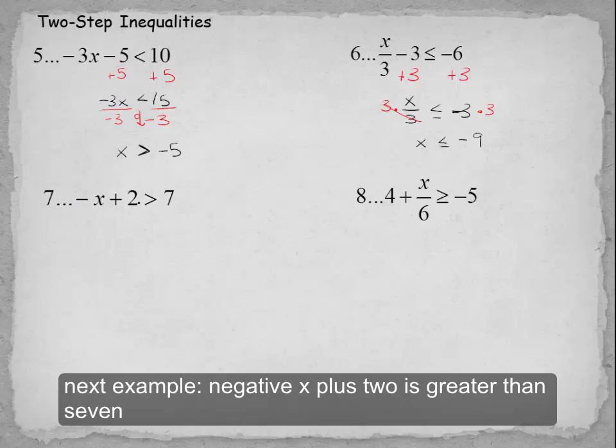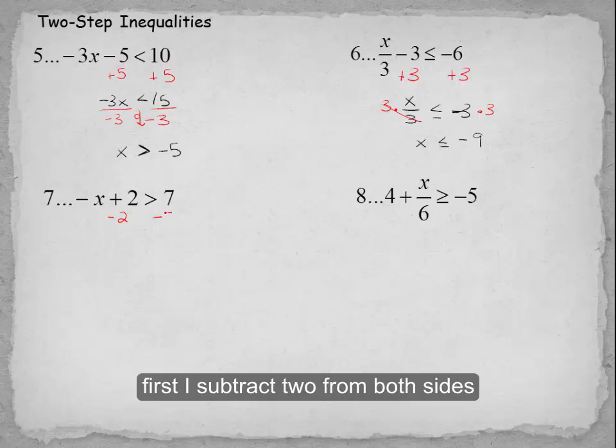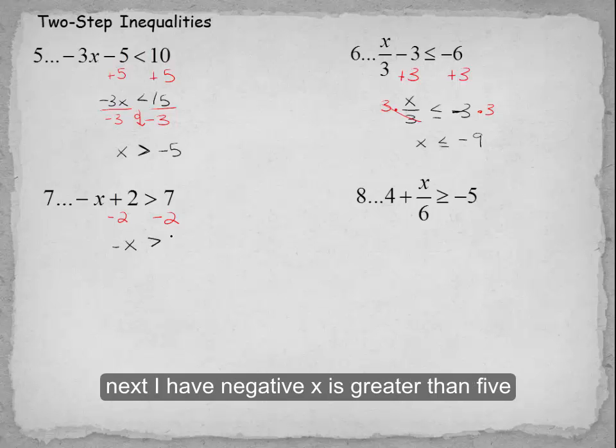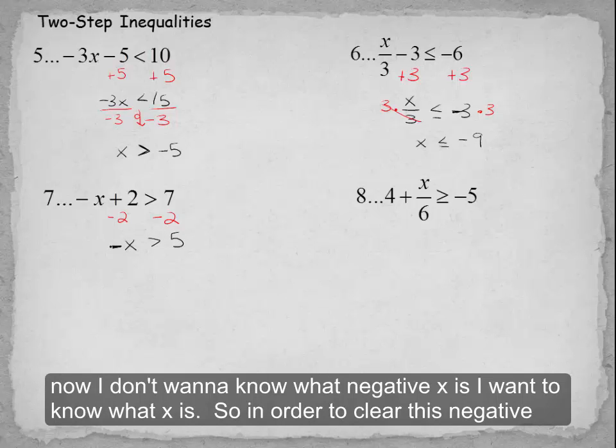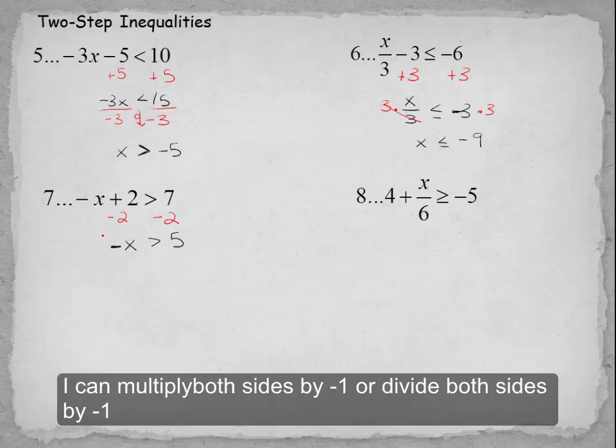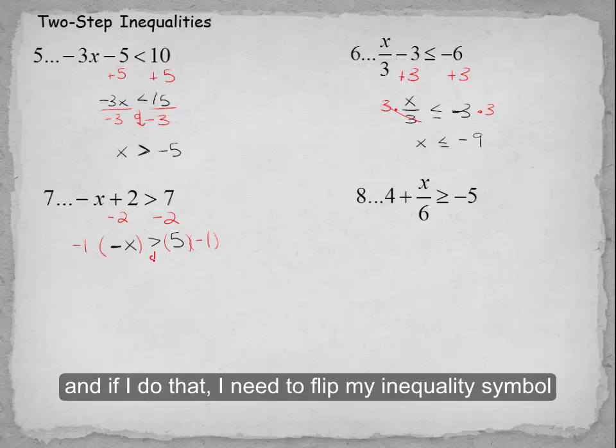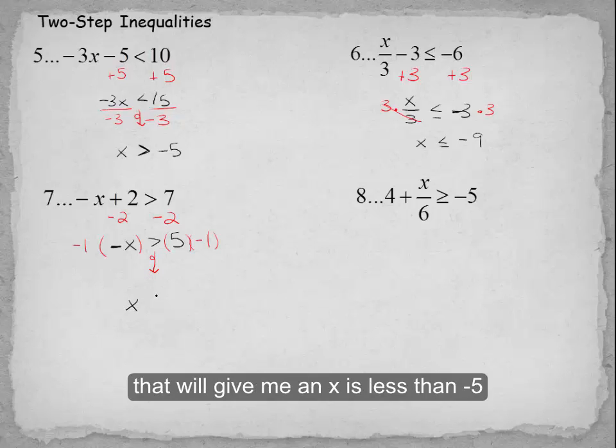Next example, negative x plus 2 is greater than 7. First, I subtract 2 from both sides. Next, I have negative x is greater than 5. Now, I don't want to know what negative x is. I want to know what x is. So, in order to clear this negative, I can multiply both sides by negative 1 or divide both sides by negative 1. And if I do that, I need to flip my inequality symbol. That will give me x is less than negative 5.